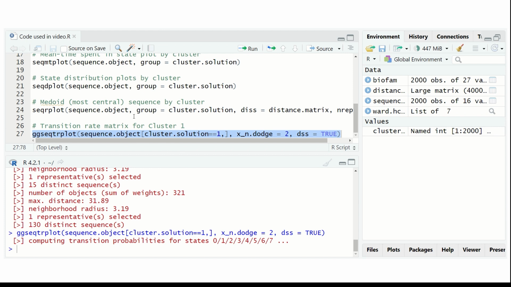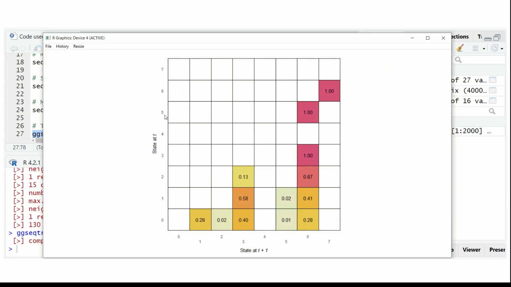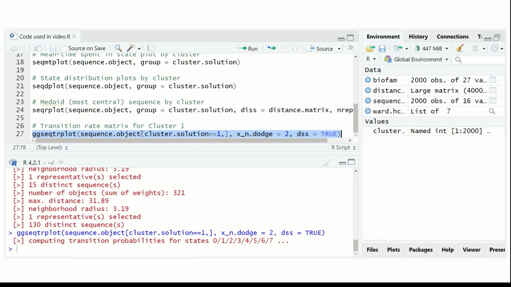So I've taken a slightly different approach, and I'll open it up so you can see why. So this is quite a busy diagram, and it obviously doesn't lend itself well to trying to cram 5 other transition matrices into the same plot. So I've used a piece of code in order to just focus on cluster 1. So this is the transition matrix for cluster 1.